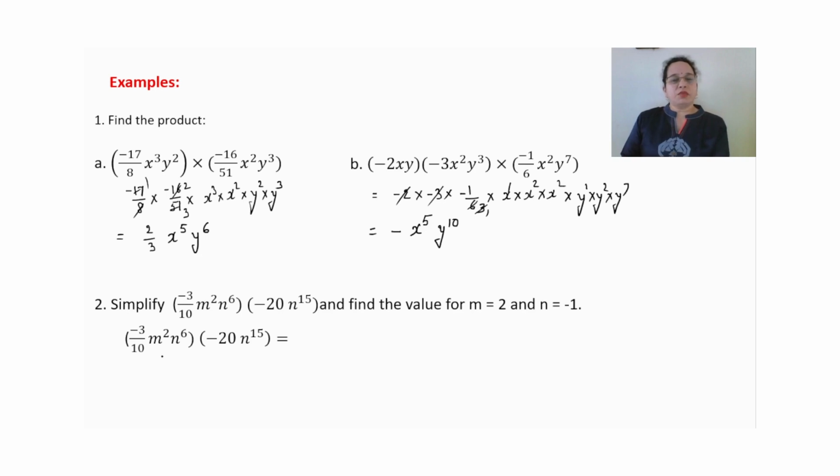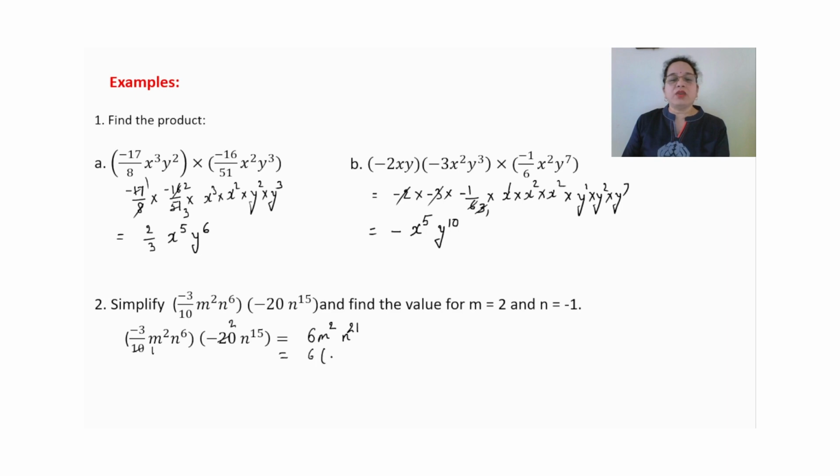Now the same type of question may be asked a little bit differently. So simplify and then find the value. After simplifying, just substitute m equal to 2 and n equal to minus 1. Again these fractions are there, so we can cut the numbers here. 10 1s are 10, 10 2s are 20. Two negative signs are there, so the answer will be positive. 3 2s are 6. M raised to the power 2 and n raised to the power 15 plus 6 will give you 21. Okay, so just substitute the value.